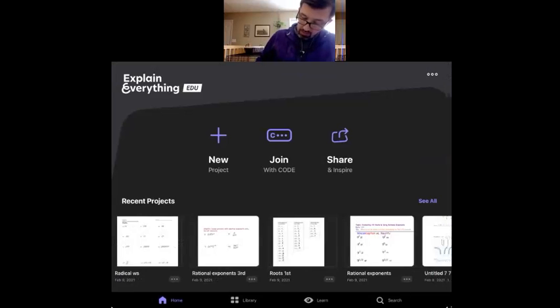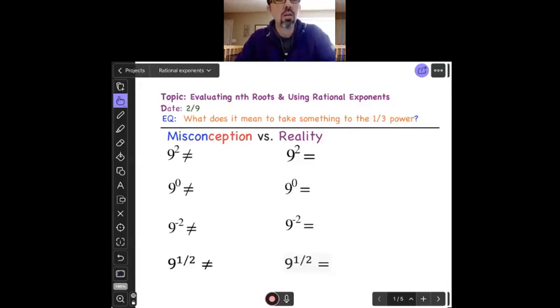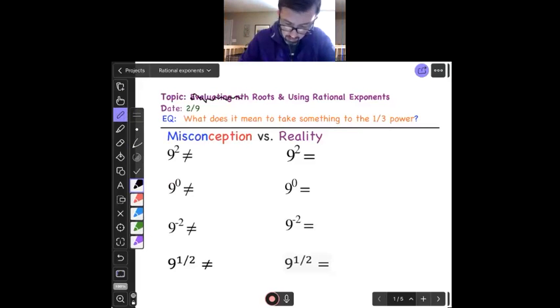We are here. All right, we're going to do this today. Actually, we really did this part yesterday, so this doesn't need to be there. We looked at other roots yesterday. So really what we're doing today is looking at rational exponents.